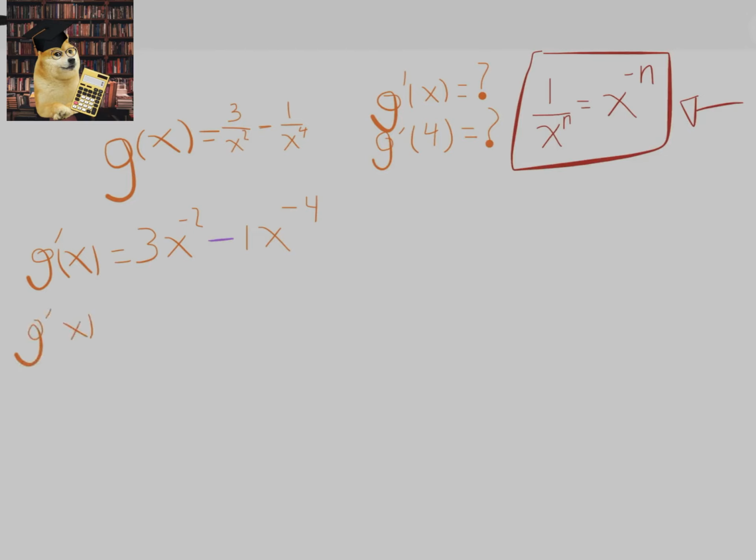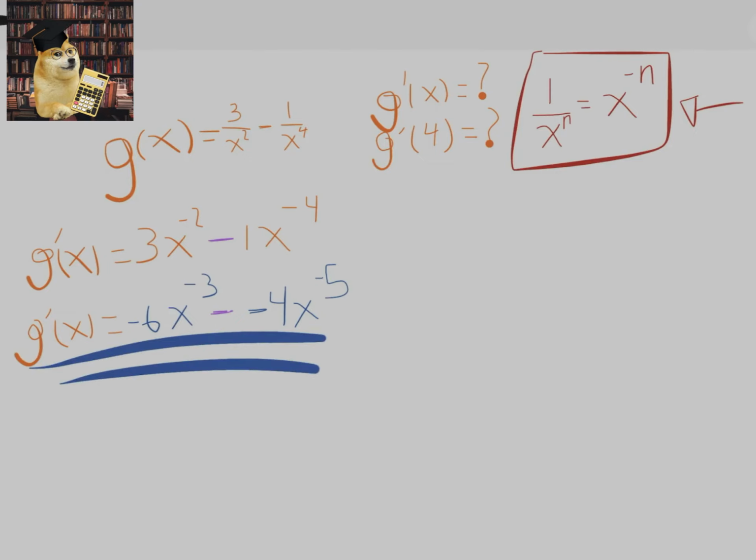So what we do next is multiply 3 times negative 2, which equals negative 6. We copy the x and we subtract 1 from negative 2, meaning it is x to the power of negative 3. We put the same minus symbol and we multiply 1 times negative 4, which equals negative 4 x to the power of negative 5. Let's remember negative 4 minus 1 is negative 5. So now we have our g prime of x.